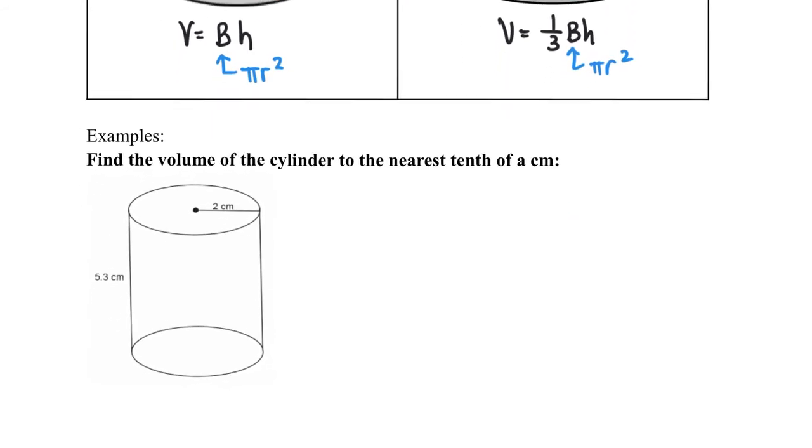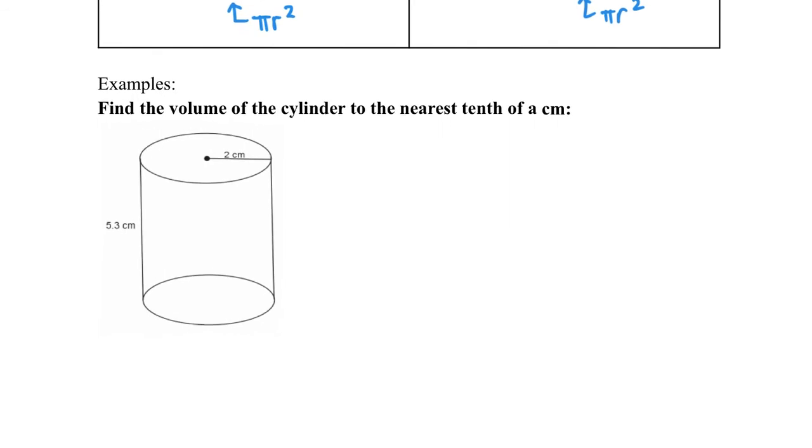Okay, moving on. Find the volume of the cylinder to the nearest tenth of a centimeter. You're going to need a calculator, so make sure your calculator is ready. The first thing we should do is identify our parts. In this one, our radius is 2 and our height is 5.3. We take that directly from the diagram. This is a cylinder, and it's just asking us to find the volume. That's going to be base times height, and we now know that the base is pi r squared, so this formula is really pi r squared h.